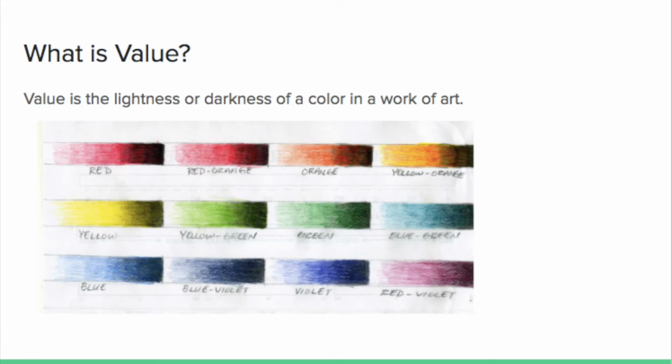Value is one of our 7 elements of art. So far we've talked about line, shape, and color, and now we're going to be talking about value. So what is value? Value is the lightness or darkness of a color or gray tone in a work of art. Here are some examples of lightness and darkness of different colors.